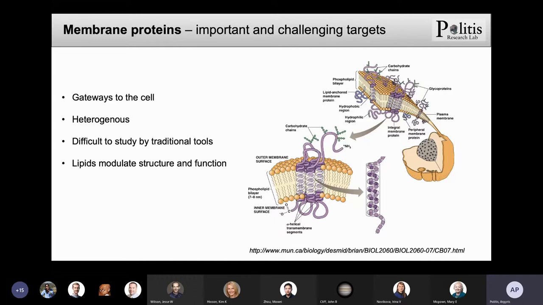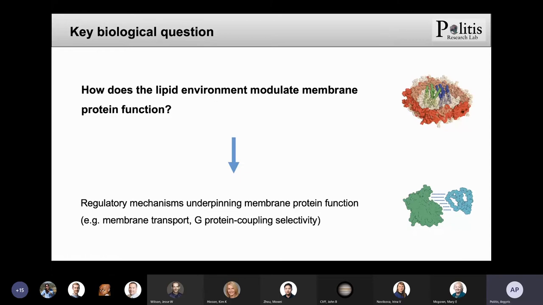So here the key biological question that we want to answer over the last few years is: how does the lipid environment modulate membrane protein function? That's by interacting with membrane proteins and through indirect interactions, which can be the composition of the surrounding environment. This kind of information can lead to understanding regulatory mechanisms underpinning membrane protein function. The key classes of proteins that we target in my group are the membrane transporters, but also, more lately, trying to understand the selectivity and specificity of G-protein coupled receptors.